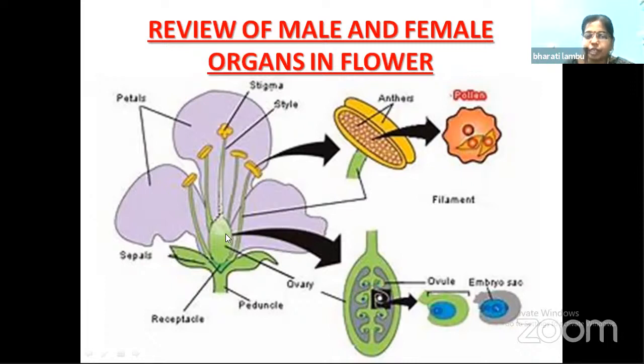Now the female organ is centrally placed on the thalamus of the flower. The female organ has 3 parts: stigma, style and ovary. The stigma, style and ovary are present in the gynoecium, or the pistil, or the carpel. The ovary will enclose the ovule. Inside the ovule, the embryo sac is present. The embryo sac is the female gametophyte.